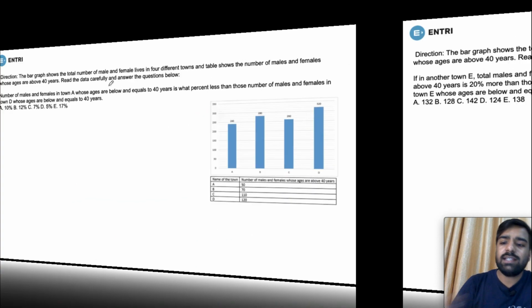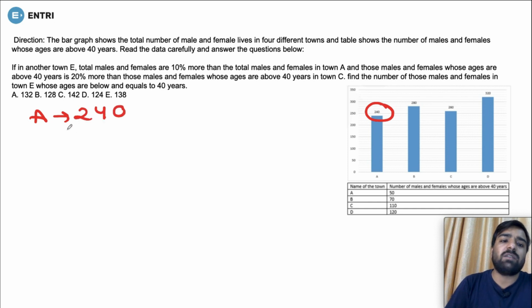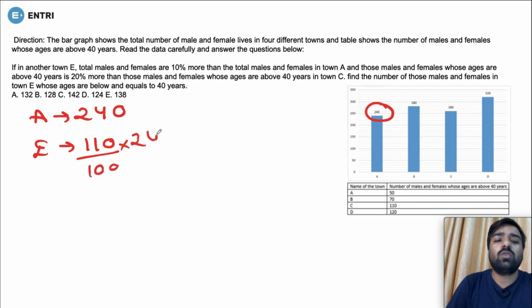Let's move on to the next question. The next question is saying, if in another town E, the total males and females are 10% more than the total number of males and females in town A. So in town A, how many people were there? In town A, 240 people were there. Therefore, in town E, how many people will there be? It would be 110% of 240, isn't it? Because they are saying it is 10% more.